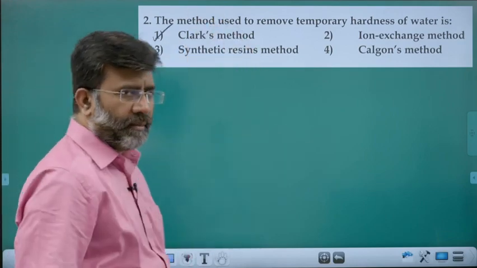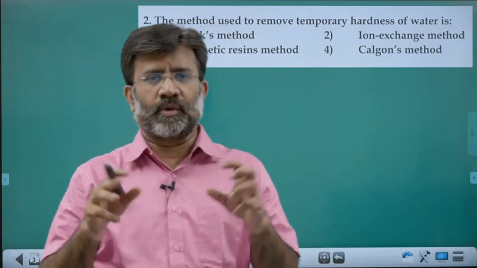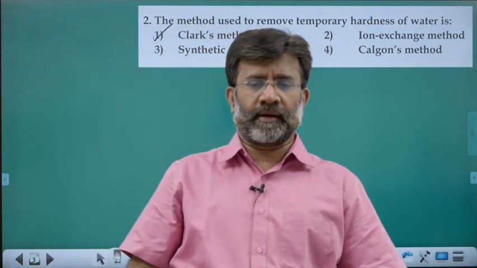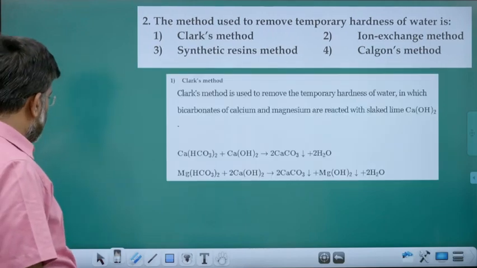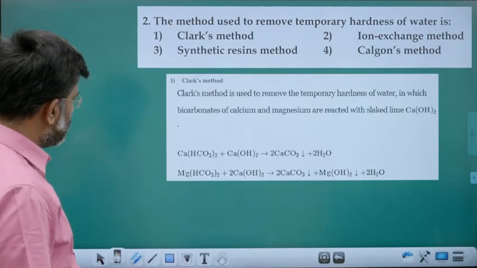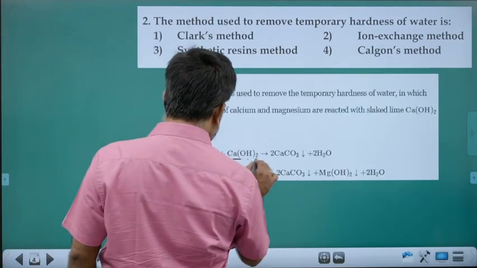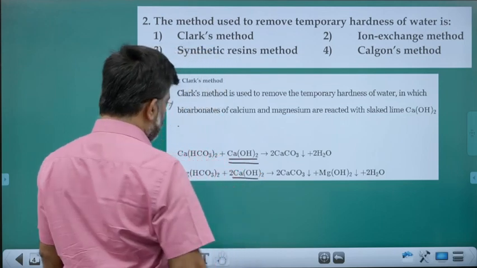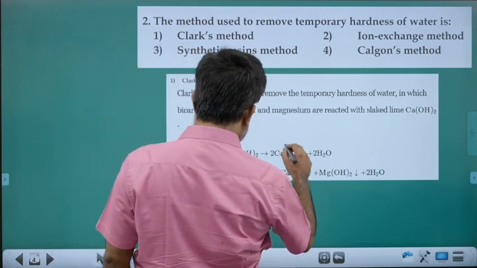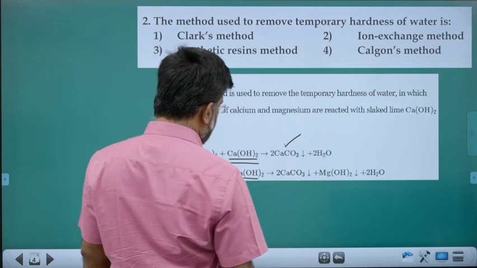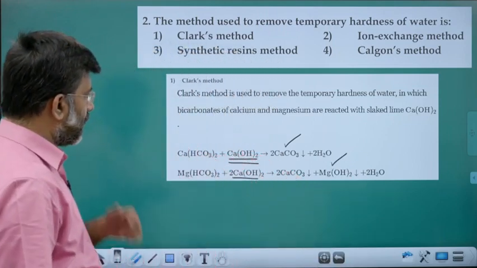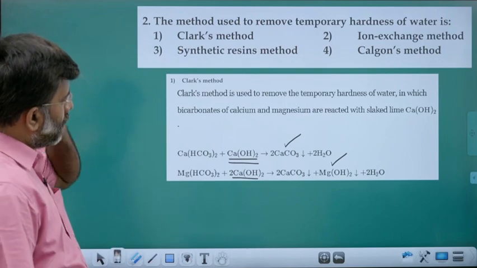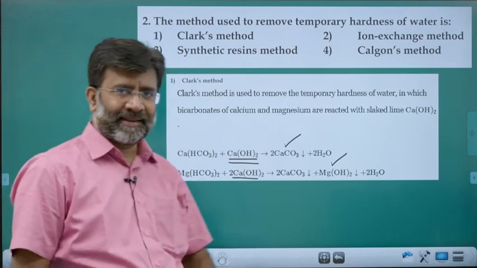Clark's method, by adding a calculated amount of lime, we can remove the temporary hardness. And I am sure you remember the reactions concerned. By adding a calculated amount of lime, you can precipitate calcium as calcium carbonate, magnesium as magnesium hydroxide, etc. Right? Third question.